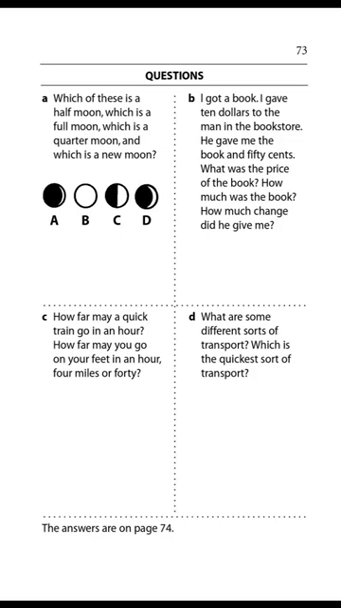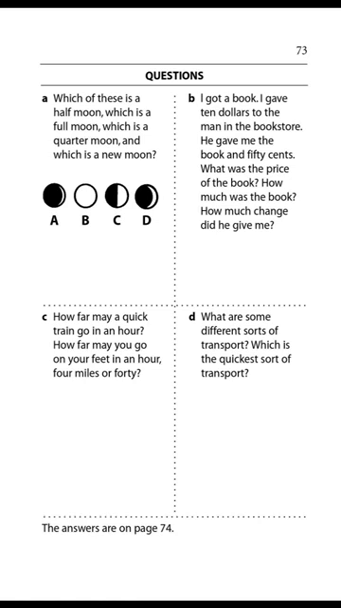B. I got a book. I gave $10 to the man in the bookstore. He gave me the book and 50 cents. What was the price of the book? The price of the book was $9.50. How much was the book? It was $9.50. How much change did he give me? He gave me 50 cents change.